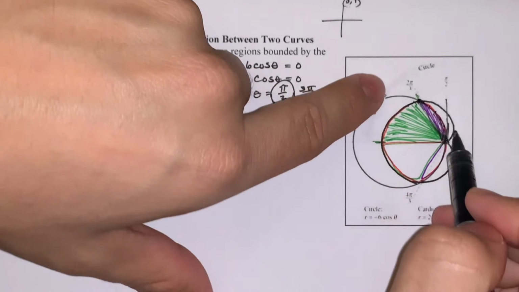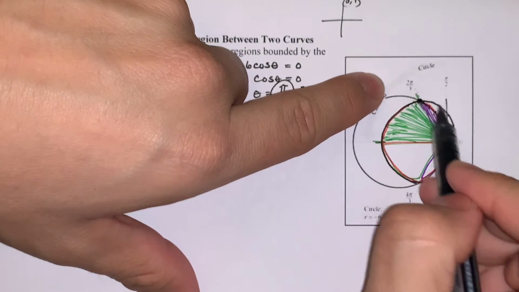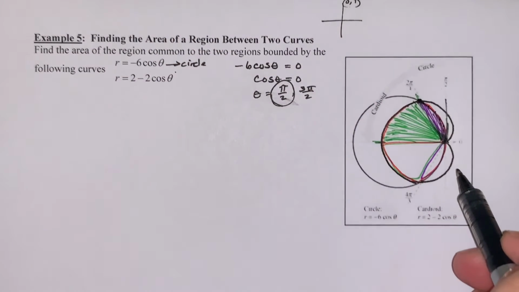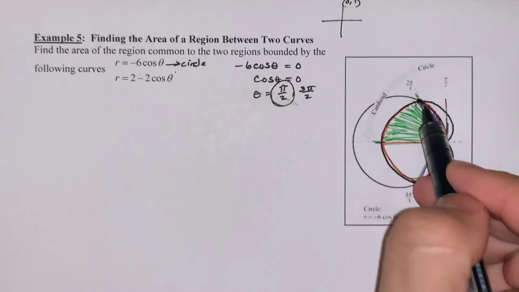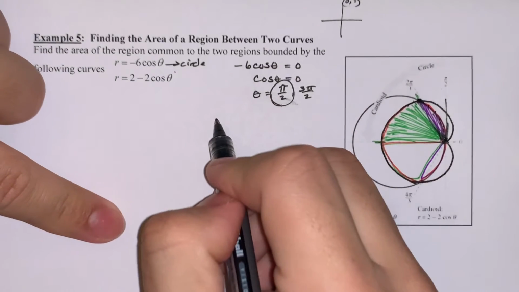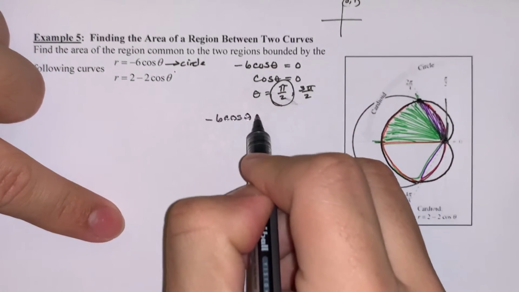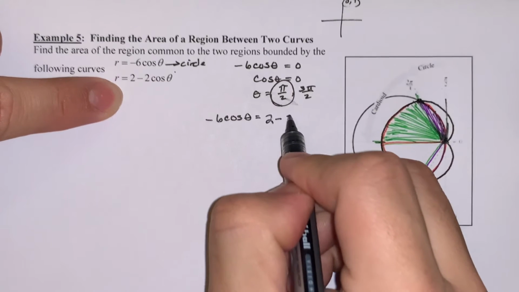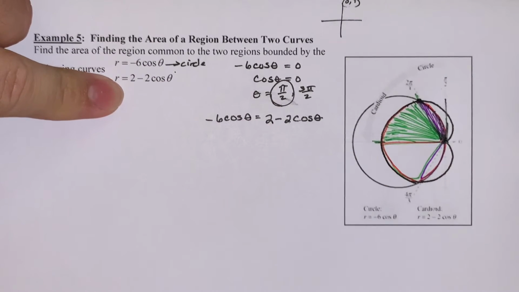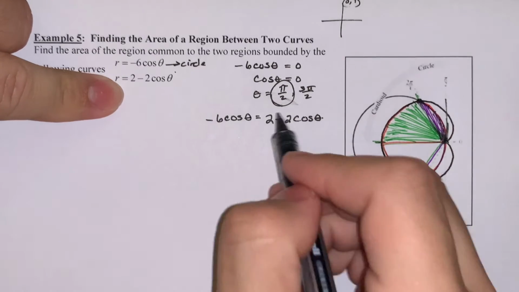So you'll notice that this point is the intersection of the circle and the cardioid equation. I think the best thing to do when you want to find the value at an intersection point is set the two equations equal to each other. So that's what I'm going to do. -6 cosine of theta is equal to 2 minus 2 cosine of theta. Oh boy, now we have got to do some algebra here.